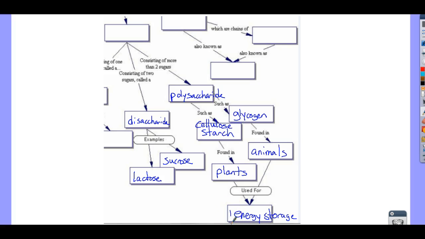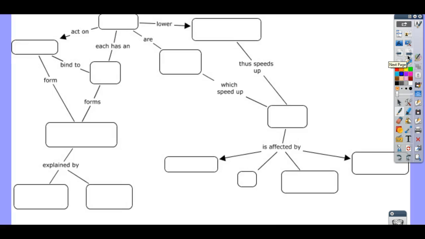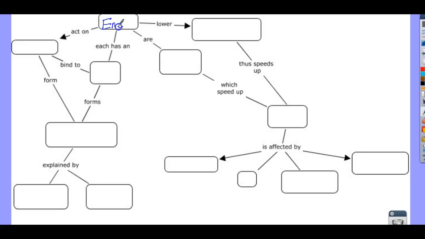Now what I'd like us to talk about are enzymes, and that's today's lesson. And so we're going to talk about enzymes here. And enzymes are proteins. All right, enzymes are proteins, and their function is to lower the activation energy. It lowers the activation energy of chemical reactions inside the body.